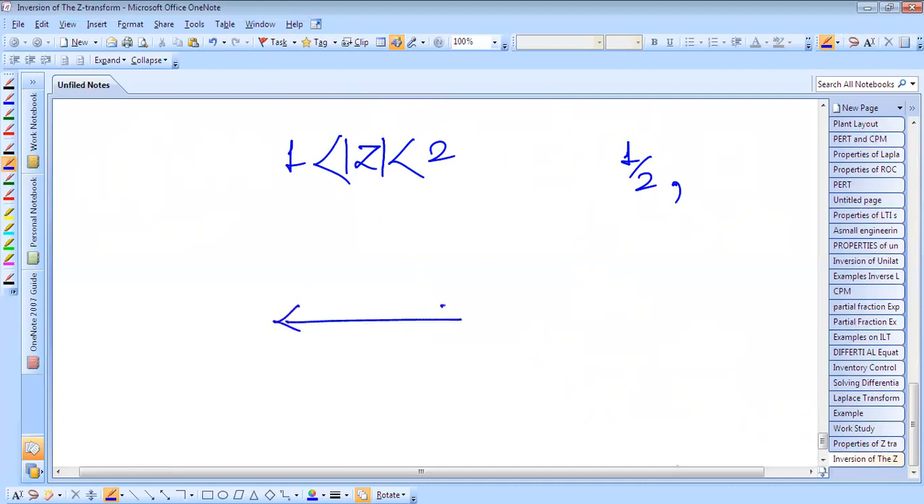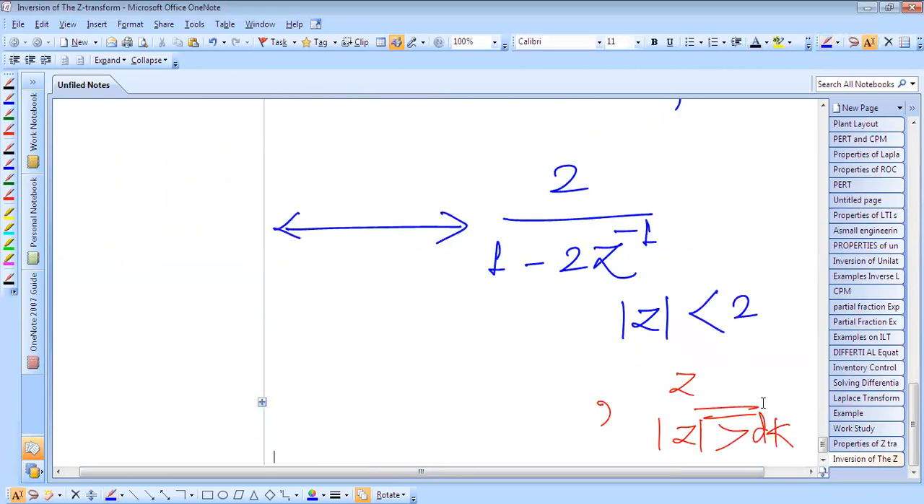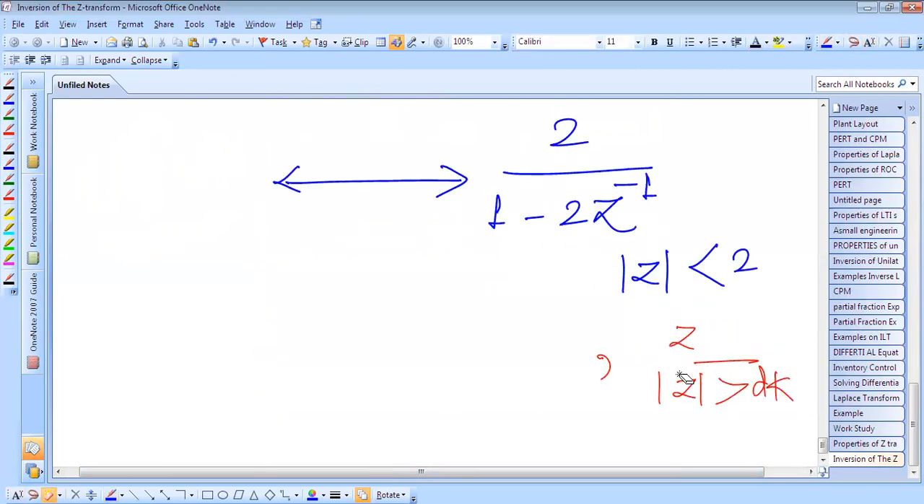then we have to find this second term, which is 2 over 1 minus 2 z raised to power minus 1. So what is dk here now? The magnitude of z is less than 2 here. And when the magnitude of z is less than 2, then we can write the inverse z transform like this, minus ak. So what is minus ak? ak is 2, so we can write minus 2.